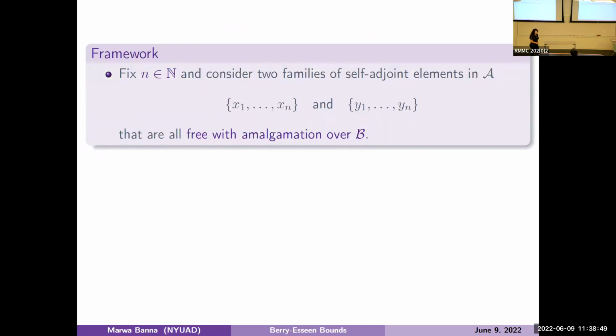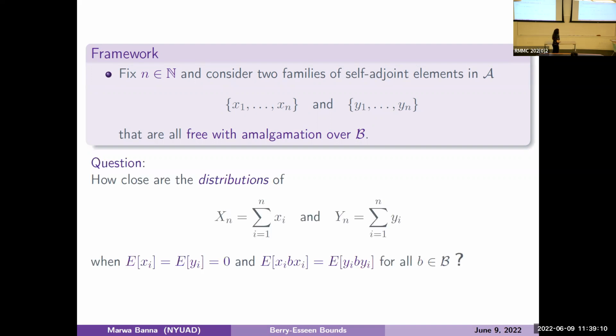So what we're interested to do in this talk is to give quantitative estimates for such limit theorems. The approach that we're going to follow is the following. We're going to consider two families, X1 to Xn, and Y1 to Yn. And everything we assume to be free with amalgamation over B. And we would like to compare the distribution of these two sums under the conditions that the first moments and the second order moments match.